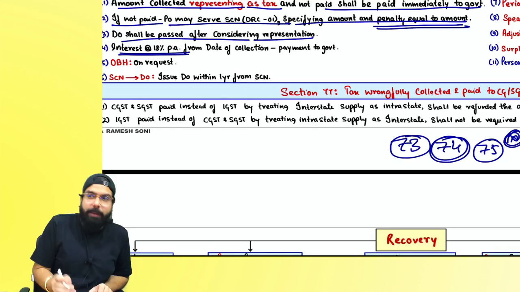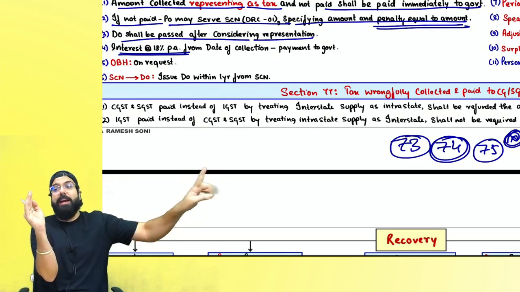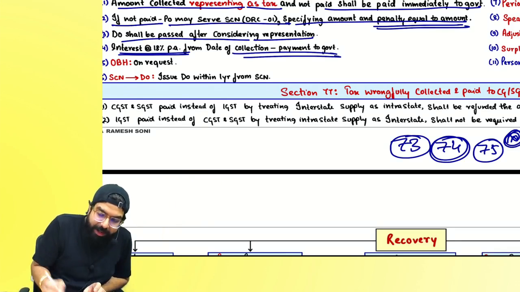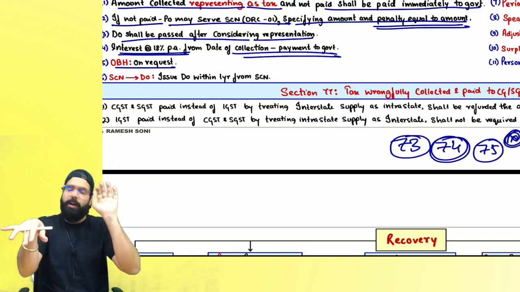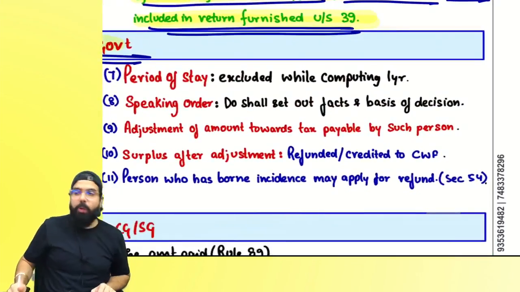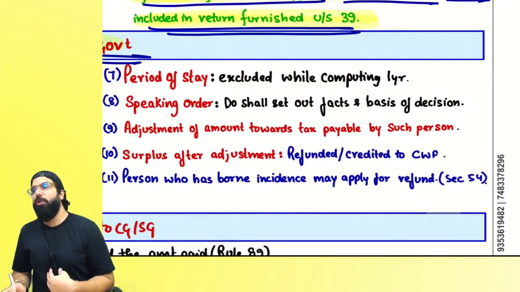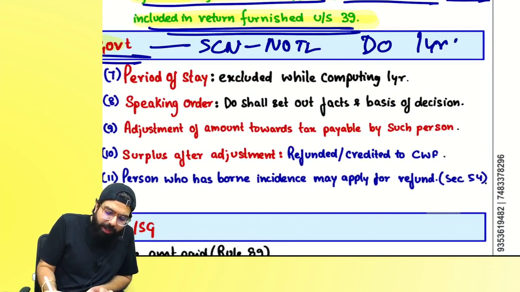Interest also has to be paid by you from the date of collection. The day you collected, from the very next day till the date of payment, you will have to pay interest at the rate of 18%. Also, after the show cause notice, an opportunity of being heard will be given and then a demand order. The demand order should always be within 1 year from the show cause notice. Always remember section number 76: show cause notice, no time limit; demand order, 1 year from the show cause notice.